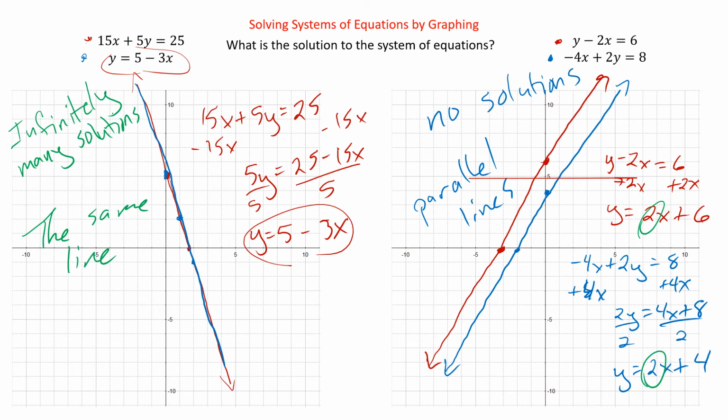So our system of equations could have one solution where they intersect. That's like the normal. They could be the same line and have infinitely many solutions, or they can be parallel lines and have no solutions. We find them all the same. So how we do things doesn't change. It's just if one of these shows up, you need to know that those are options.